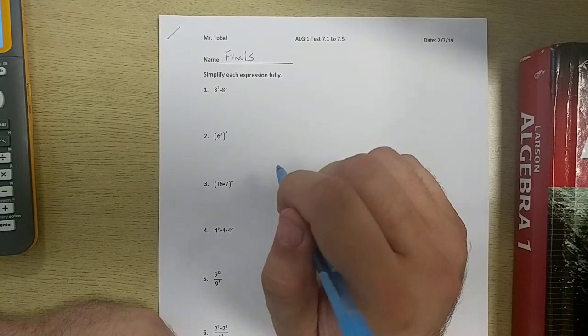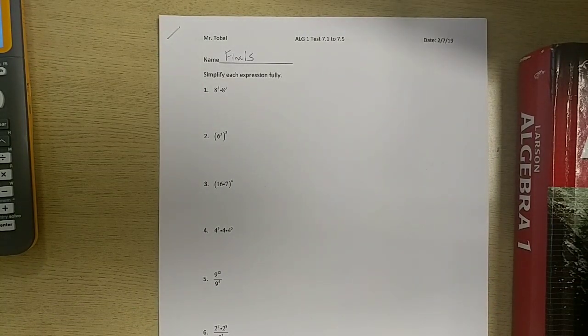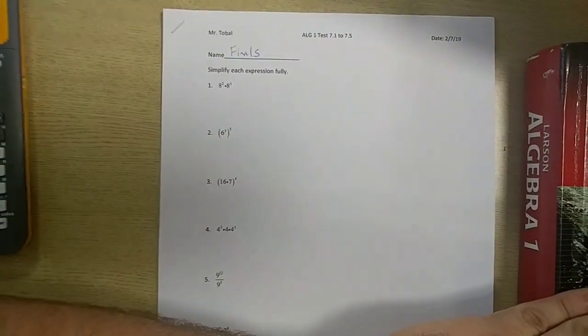You have 8 to the second times 8 to the third. Let me zoom in so you can actually see the page a little bit better.